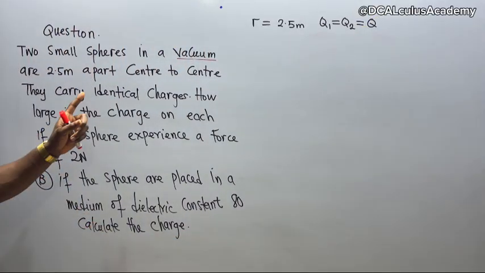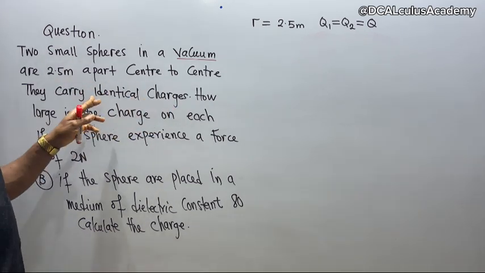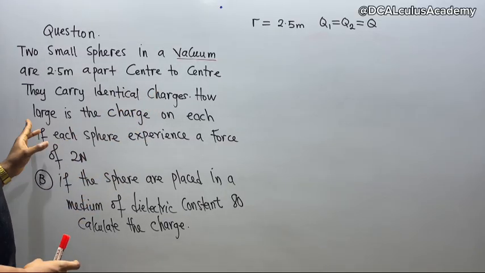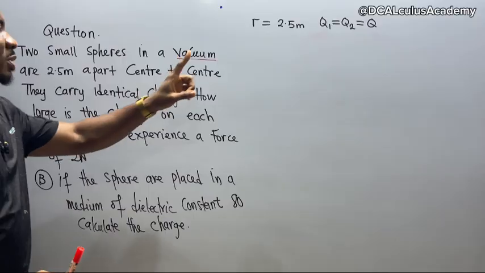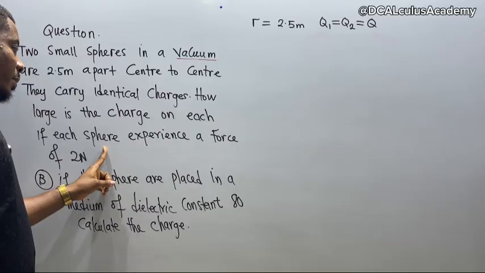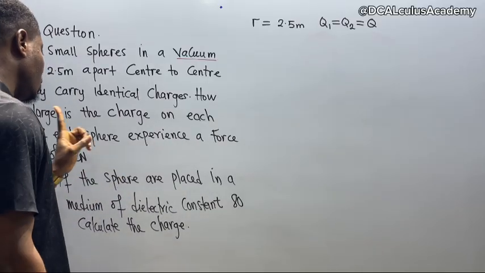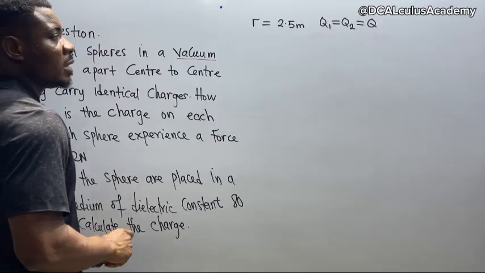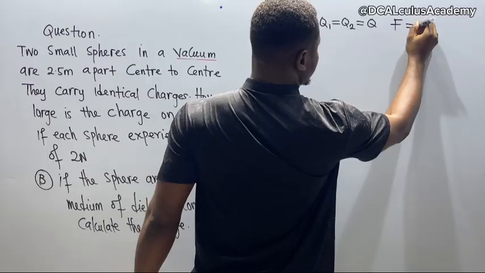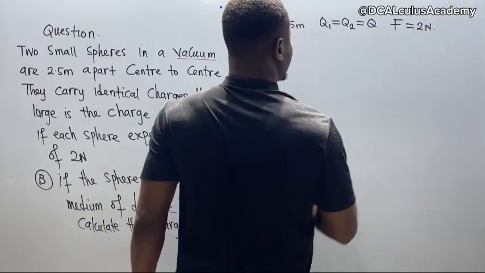Now, they said they carry identical charge, so each of them carries identical charge. They are asking how large is the charge on each, which means they're asking for this Q, if each sphere experiences a force of 2 newtons, which means the electrostatic force on the sphere is 2 newtons. So how do we look for Q?